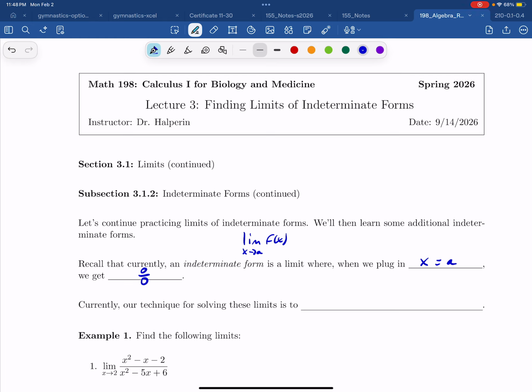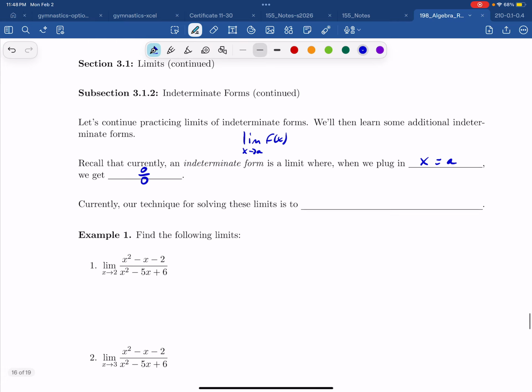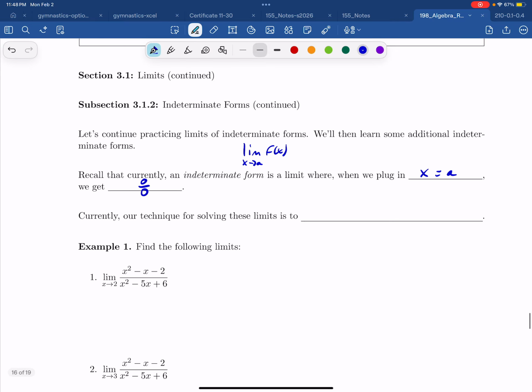We've seen some cases where we got an indeterminate form and the limit did not exist. We've seen some cases where we got an indeterminate form and the limit totally existed. It just means we have to do more work. In the previous set of notes, the technique that we used was to factor the numerator and denominator, top and bottom, and then cancel the common factor. Usually it's just one factor. I suppose it could be more.